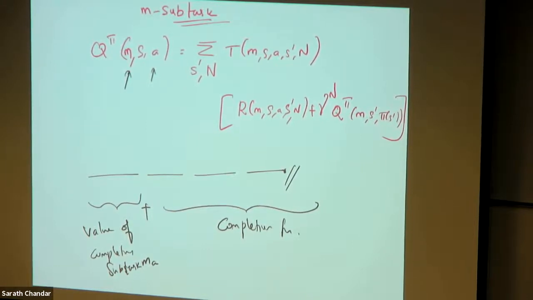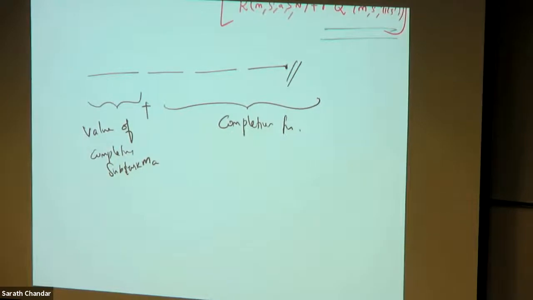Is that clear? Now, if you think about the equation that I have here, this second part is about the rest of the task. The second part is about the Q value after this subtask is over. Now I can actually decompose this. So we're going to give a name for that. We're going to call it C of M, S, A.